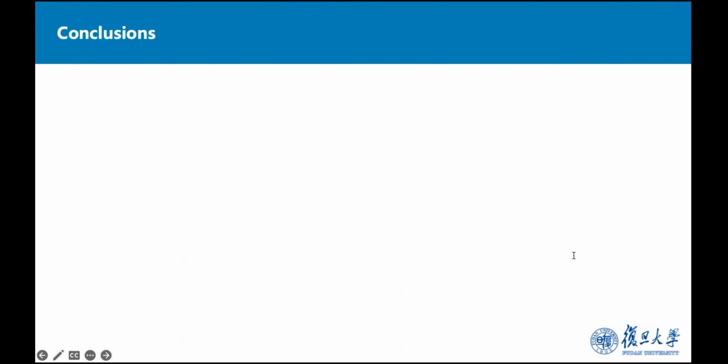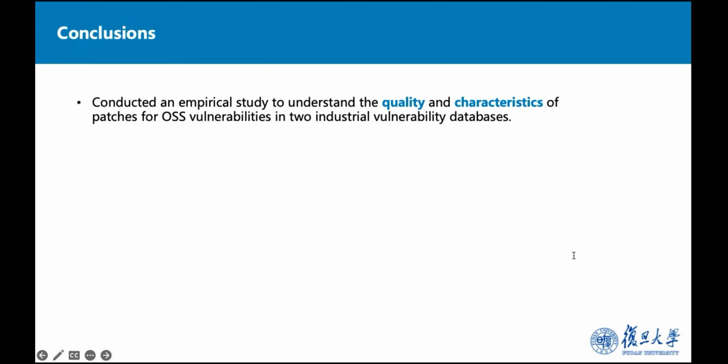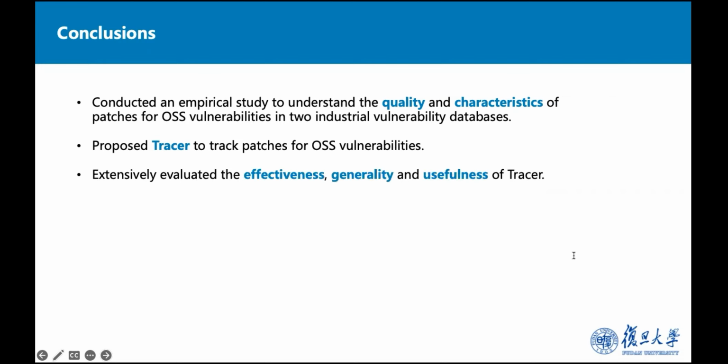Okay, in conclusion, firstly, we conducted an empirical study to understand the quality and characteristics of patches in industrial databases. Second, we proposed Tracer to automatically track patches for open source software vulnerabilities. And then we extensively evaluated the effectiveness, generality, and usefulness of Tracer. The code and data are available at this website.